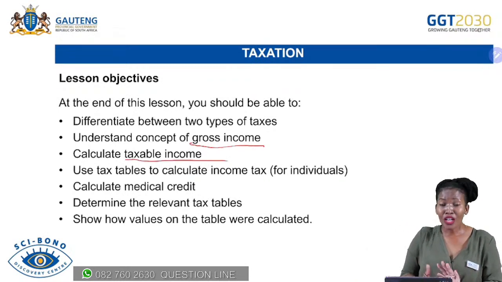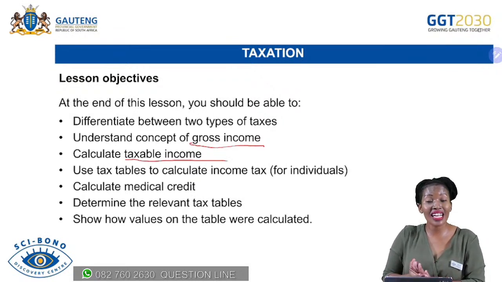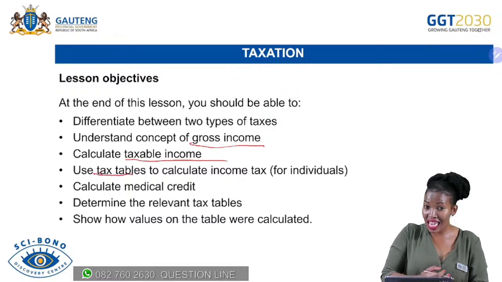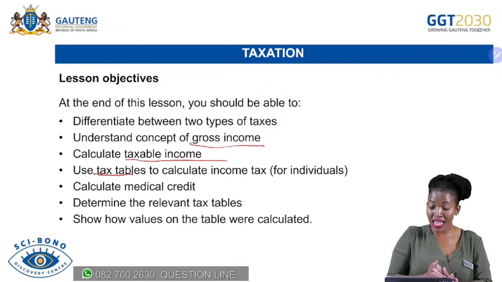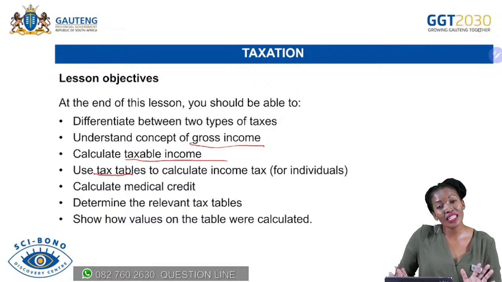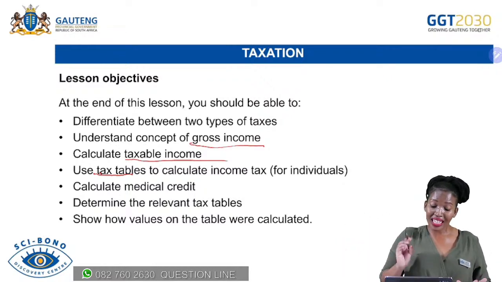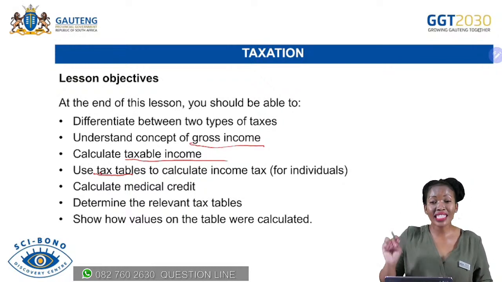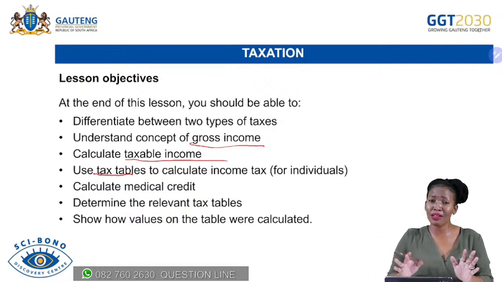You will see. You should be able to use the tax rate tables to calculate income tax for individuals. It's actually supposed to be tax rate tables, not just tax tables. You should be able to calculate the medical aid credits. You should be able to determine the relevant tax tables to use or the tax bracket. And lastly, you should be able to show how values on the tax rate table were calculated. Guys, I'm so excited about this section.